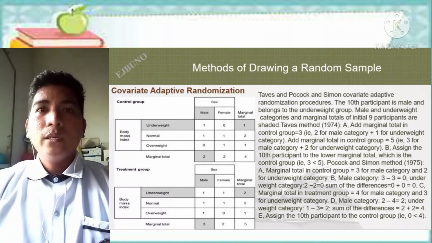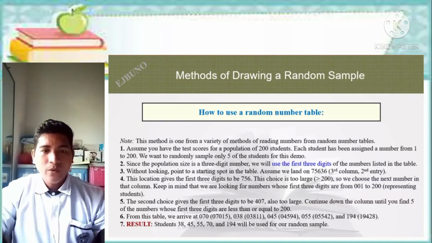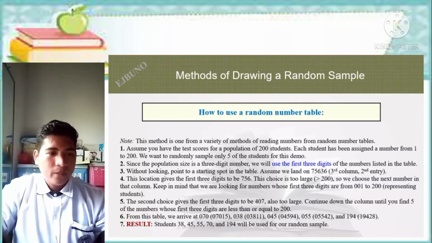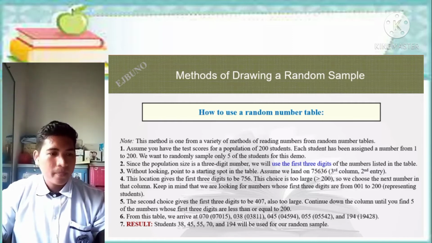The table of random numbers. How to use a random number table. Note, this method is one from a variety of methods of reading numbers from random number tables. Number 1: assume you have the test scores for a population of 200 students. Each student has been assigned a number from 1 to 200. We want to randomly sample only 5 of the students for this demo.